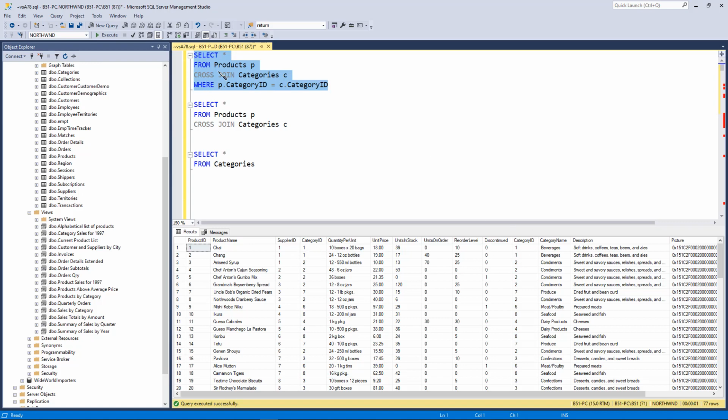So the where in cross join is like the on of the other joins syntax.